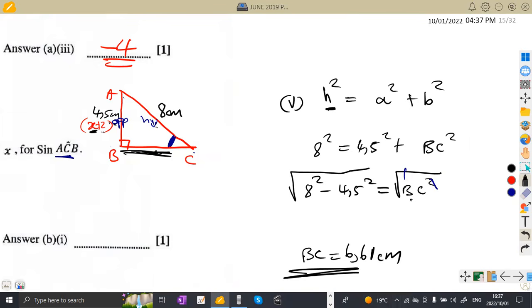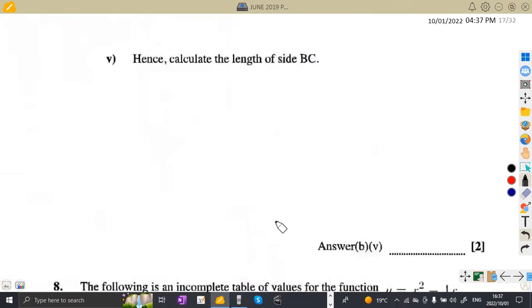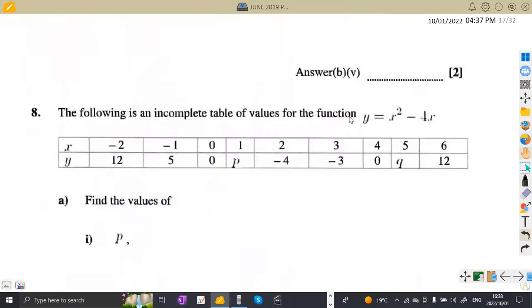Depending on the instruction, maybe they can give us to 2 decimal places. Let's see what was the instruction. Just calculate BC. So this one was it. It was going to be 6.61 centimeters. Okay, so that was the idea on this one.